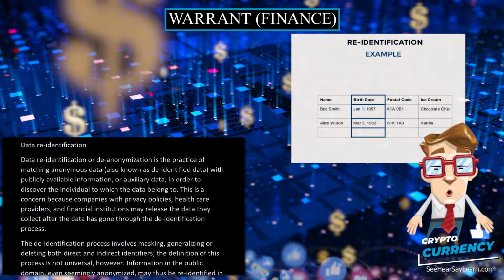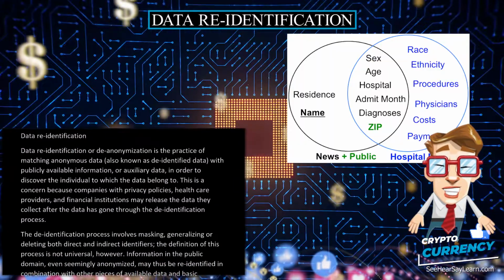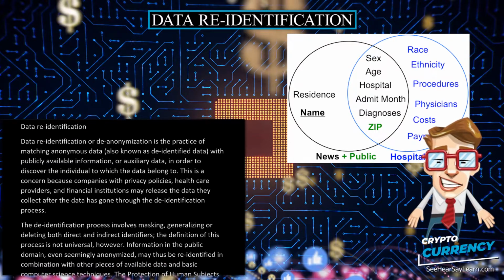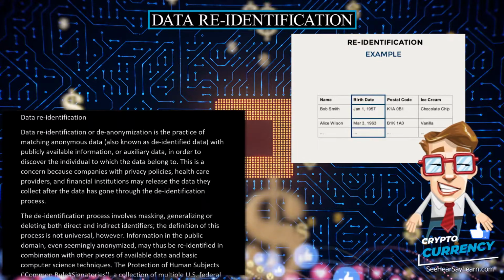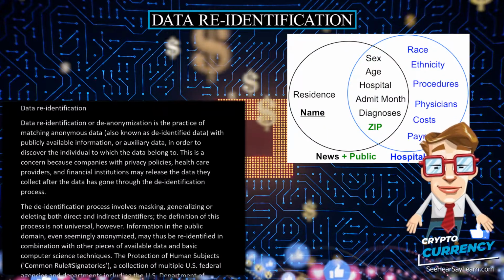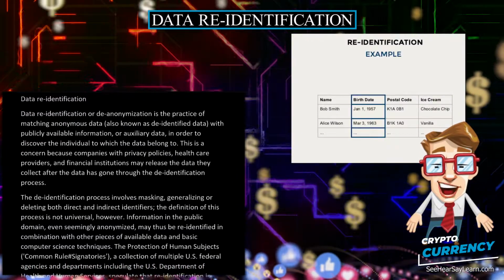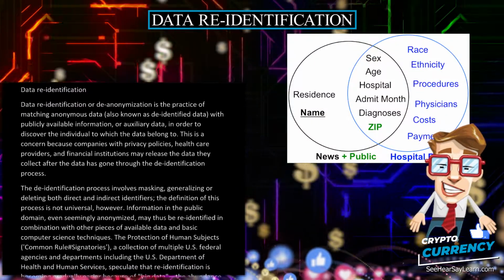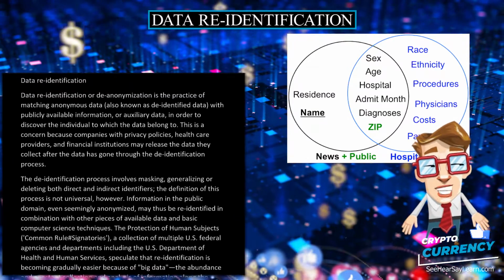Data re-identification. Data re-identification or de-anonymization is the practice of matching anonymous data, also known as de-identified data, with publicly available information, or auxiliary data, in order to discover the individual to which the data belong. This is a concern because companies with privacy policies, healthcare providers, and financial institutions may release the data they collect after the data has gone through the de-identification process.